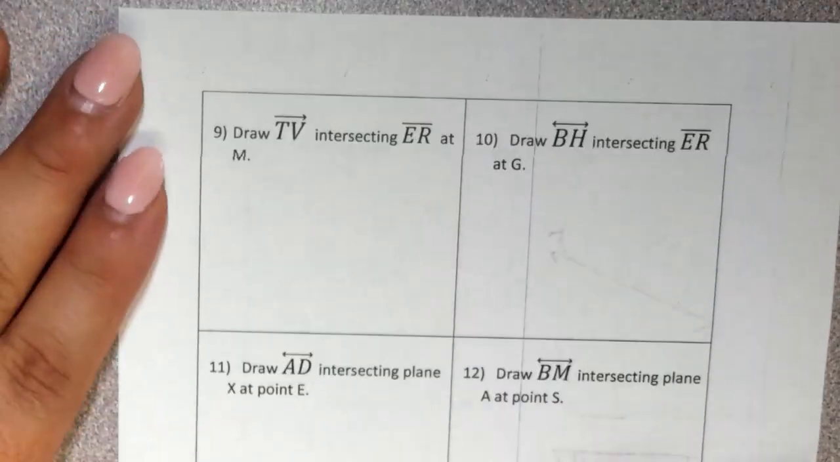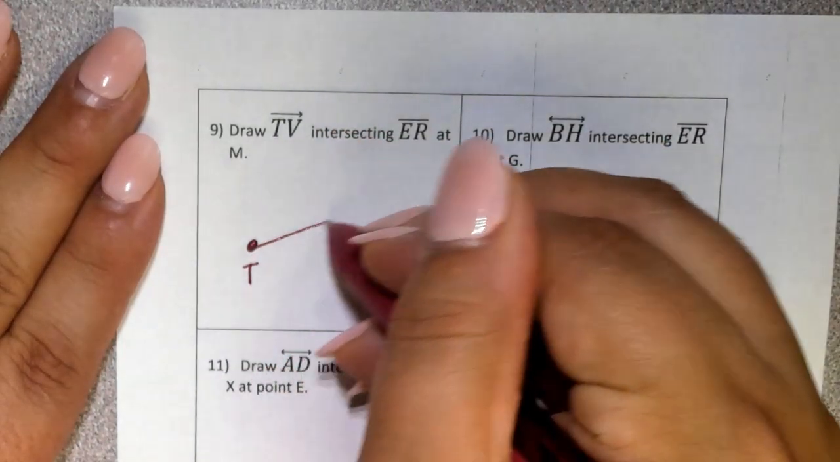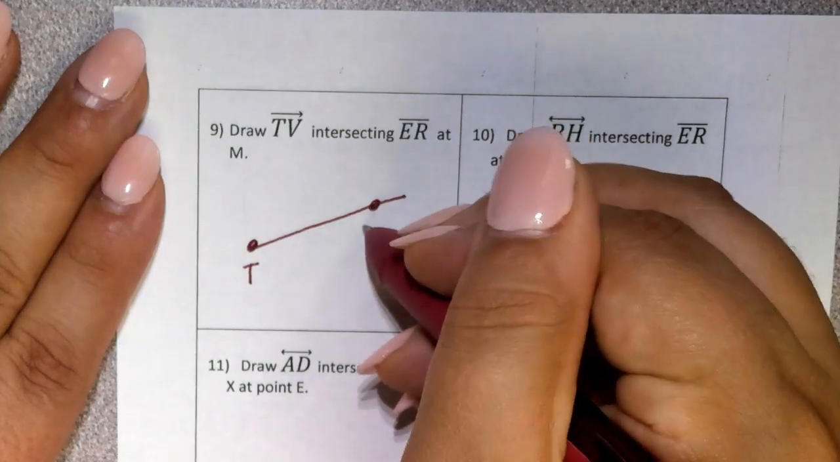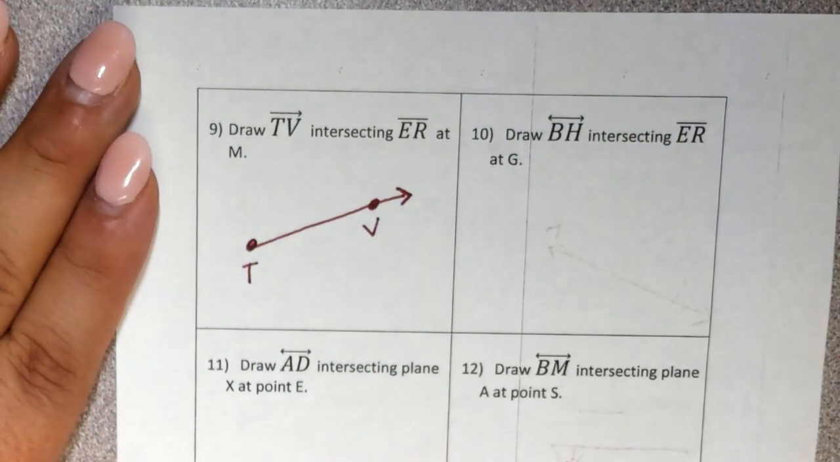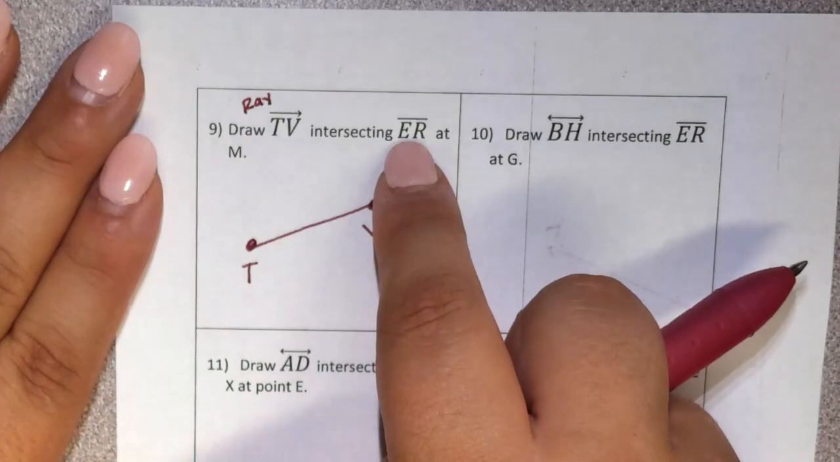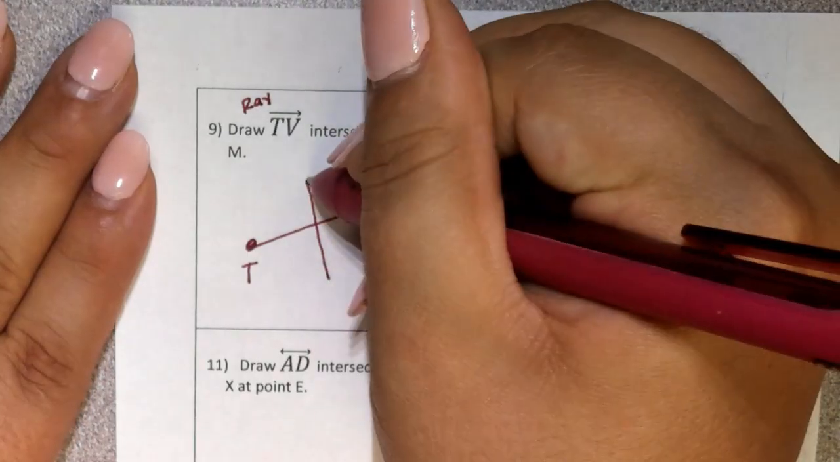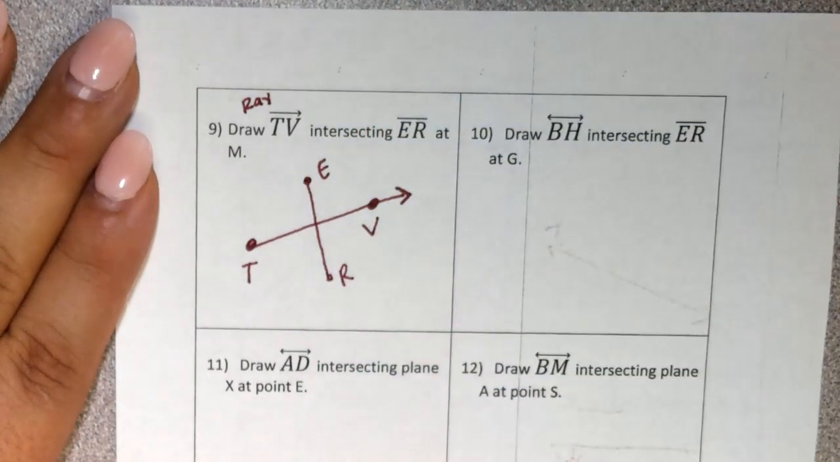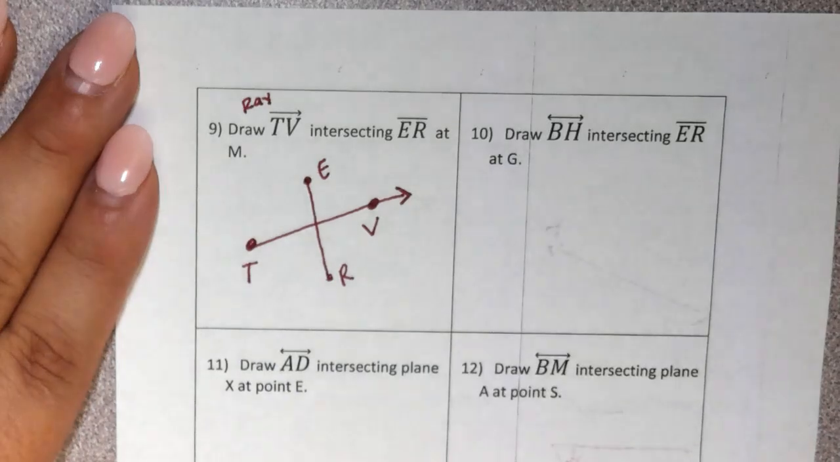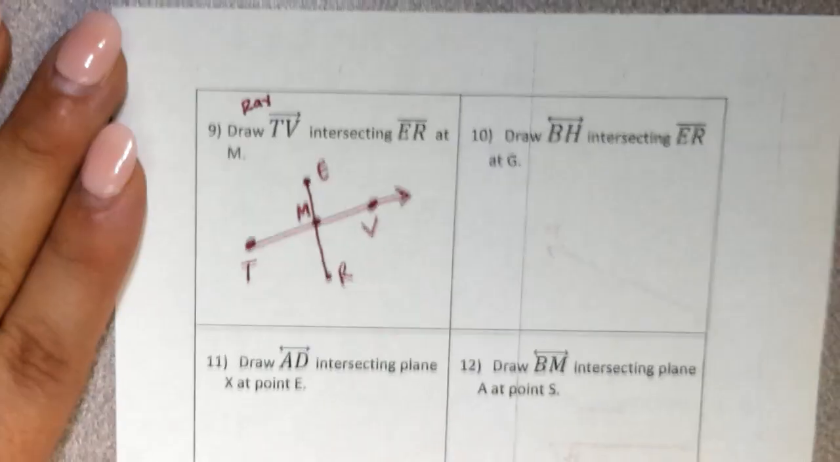Turning over. Draw TV. What is TV? So look, for TV, I'm going to draw a T, a V with an arrow after it. It's a ray. What is ER? A segment. And what does intersecting mean? They cross. So they're going to cross ER. And where does it say they cross at? Point N.